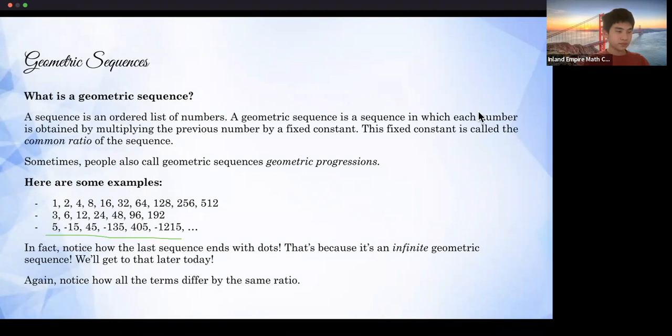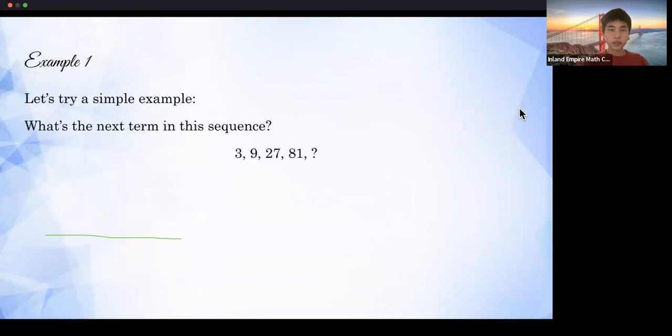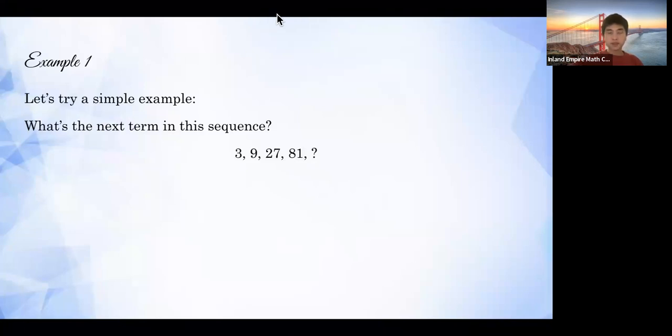So let's see our first example. What's the next term in the sequence? I'll give you guys 1 minute to figure out what the next number in this sequence is: 3, 9, 27, 81. I'll give you some time. No worries, Jasper.